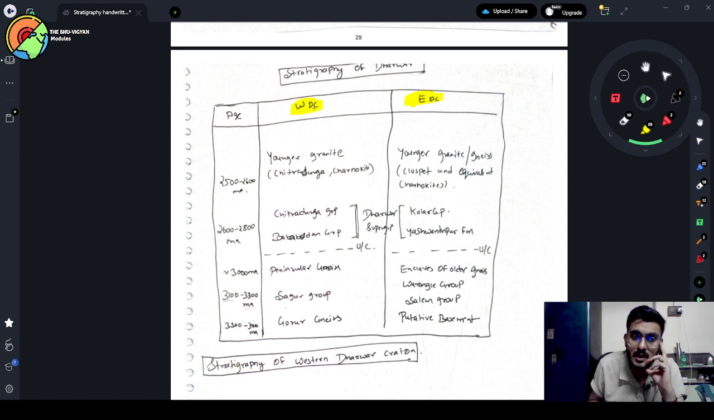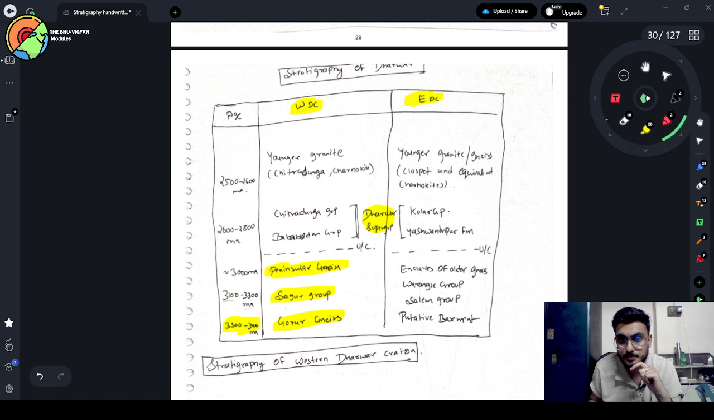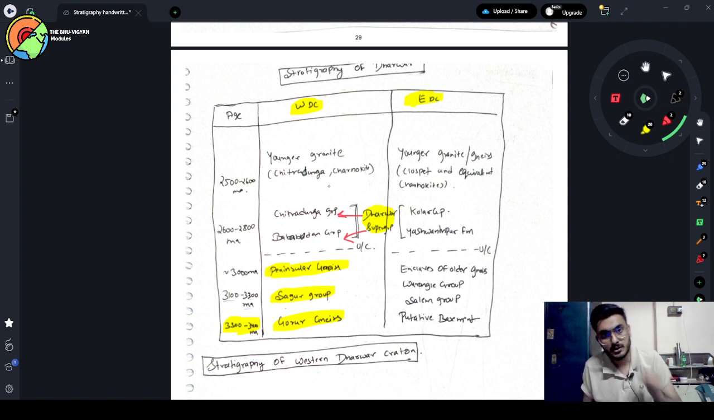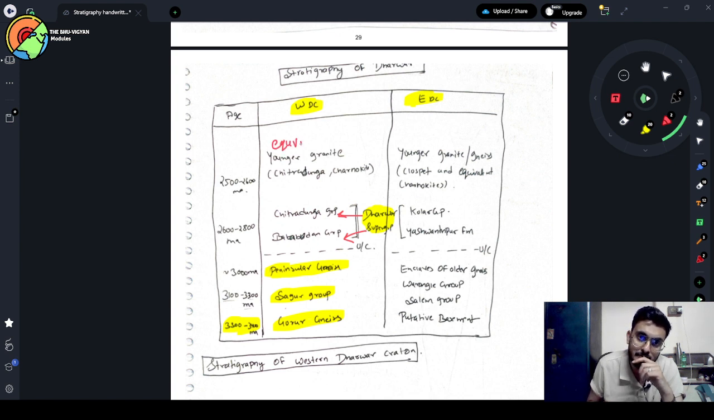So if we talk about the Western Dharwar Craton, if we see the age here, 3300 to 3400 million years, we see Guru gneiss. Then above that we have Sargur group. Then we have Peninsular gneiss. Okay, above this we have Dharwar supergroup. In Dharwar supergroup, we have Chitradurga group and Baba Budan group. And above that, younger granite, Chitradurga and charnockites. It is equivalent of Closepet granite.